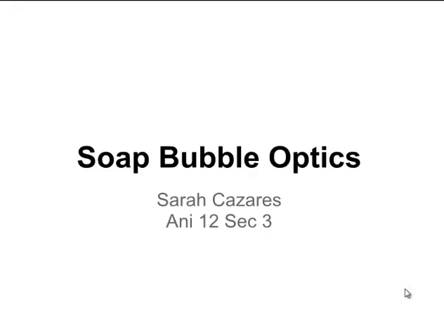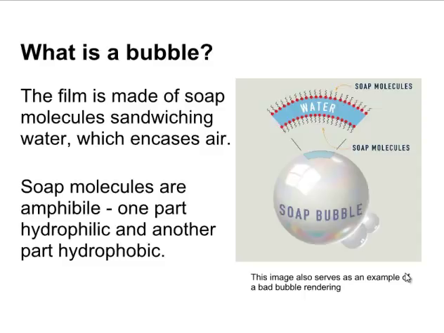Alright, so this is my presentation on soap bubble optics. So a bubble is, of course, soap encasing air, but what you don't know about that film that surrounds that air is that it's actually made up of water surrounded by soap molecules. And really, it can be any surfactant, which is what soap is.